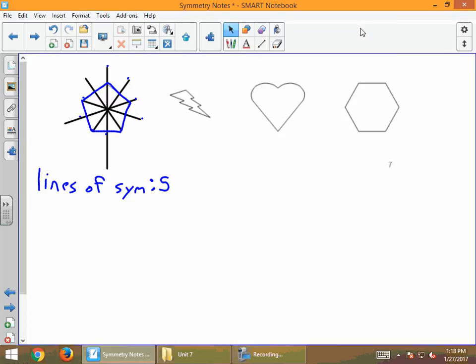Right here. So how many times can I rotate this shape around itself? Well, let's see. There's one time. It's back to its same self. 2 times. 3 times. 4 times. 5 times. That goes all the way around. So the order is also 5.